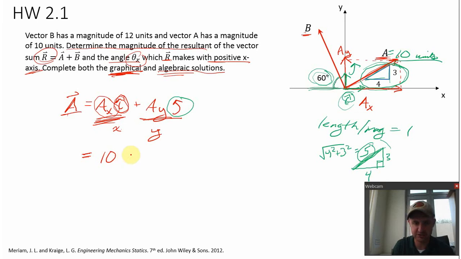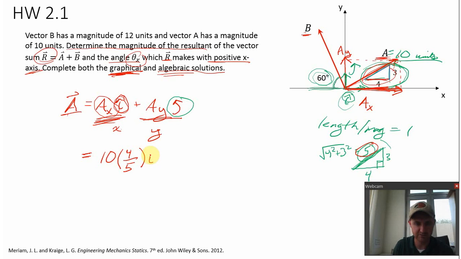Vector A has a magnitude of 10. Now to get the X component, we're going to use this triangle here. Notice the leg that has a length of 4 is parallel to the x-axis, so we're going to use a ratio of that leg over the hypotenuse of the triangle, which we know is 5. Okay, so 10 times 4/5 gives us the length of the x component of vector A. It's the length of AX.